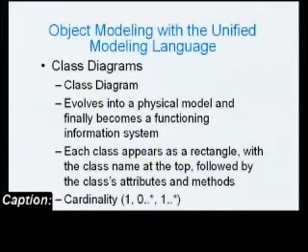In the unified modeling language, a class diagram is a type of static structure diagram that describes the structure of a system by showing the system's classes, their attributes, and the relationships between the classes.